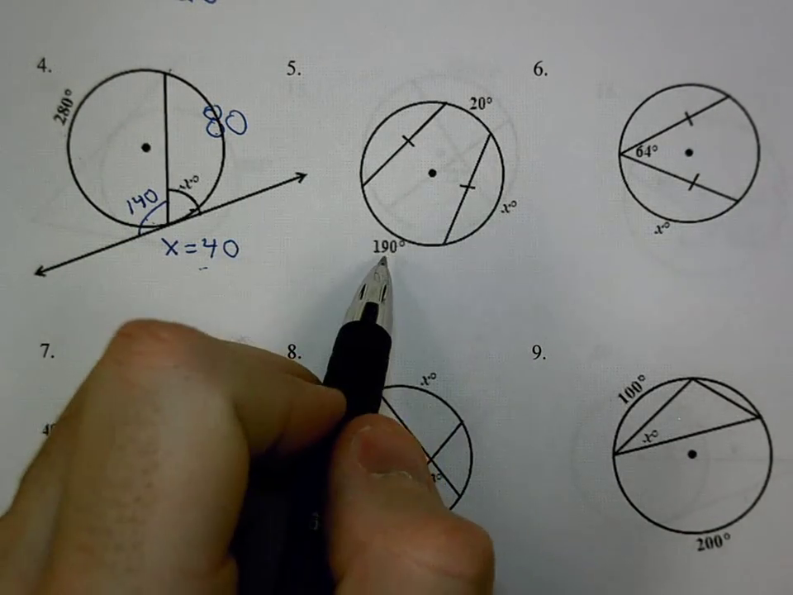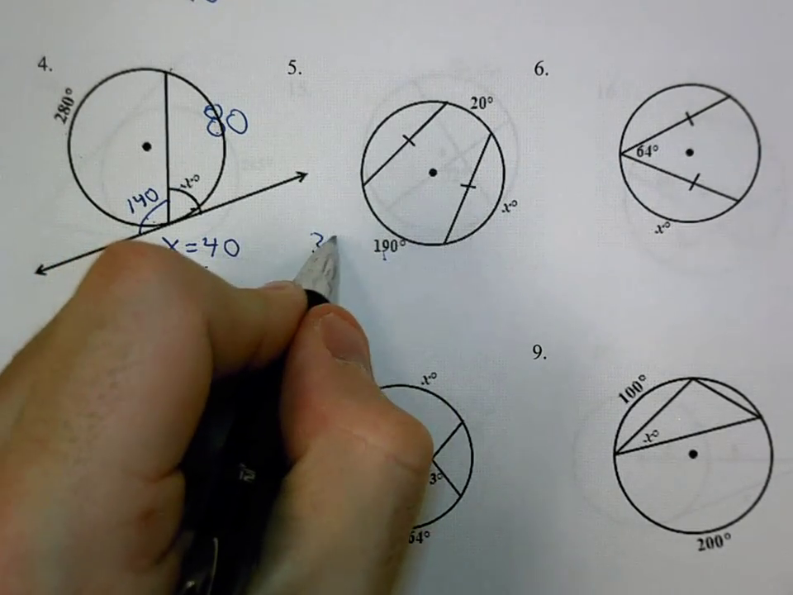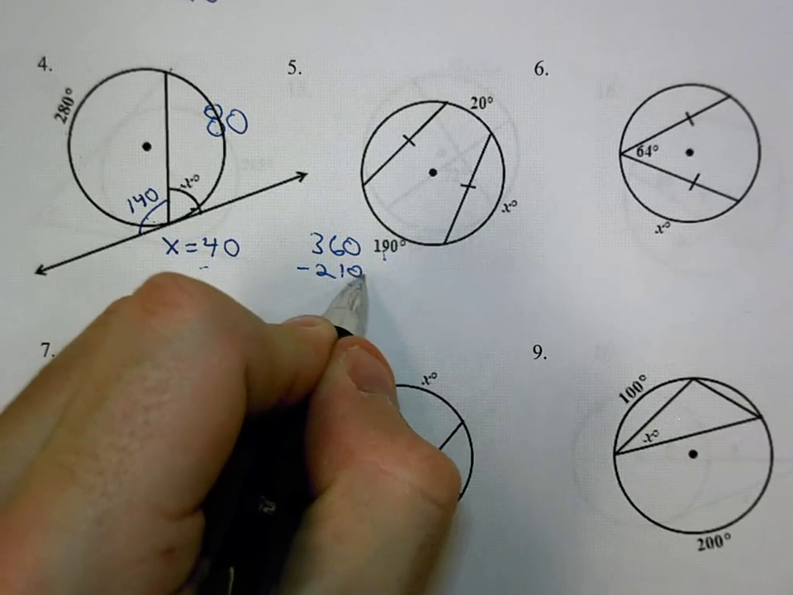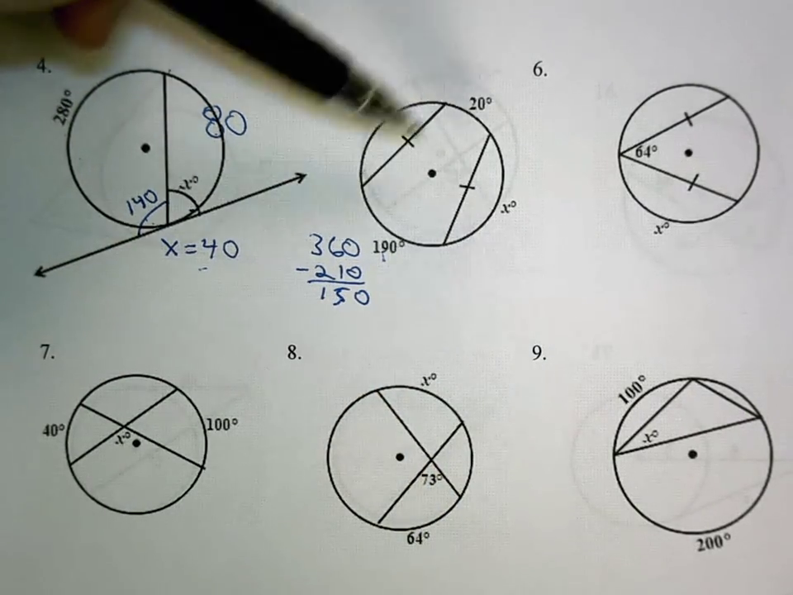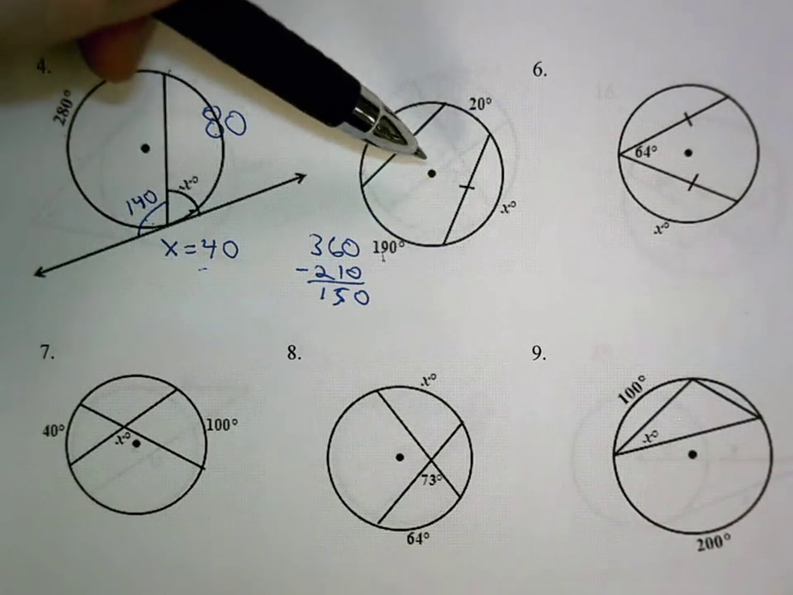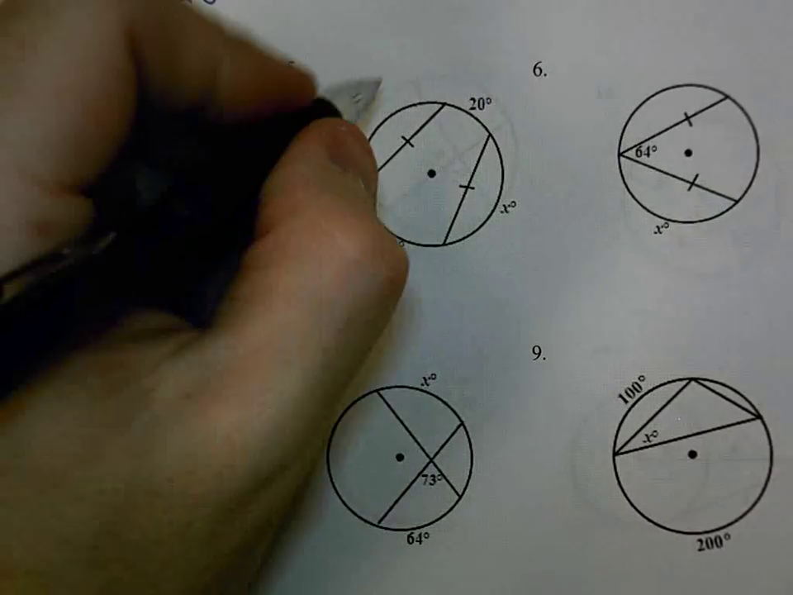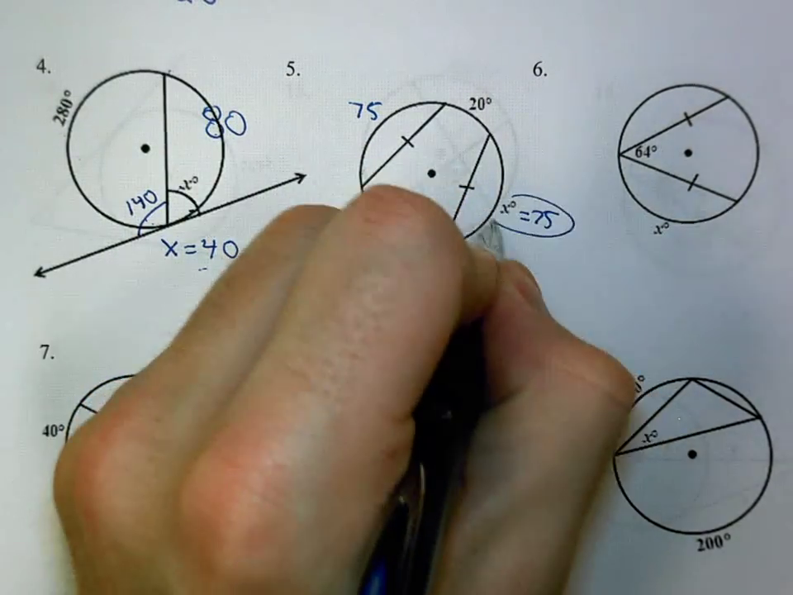For number 5, I have 190 plus 20 is 210. 360 minus 210 is 150. That's the amount for this arc and this arc together, but since they have the same chord, we know that they're equal. I divide 150 by 2, and I get 75 for each of those.